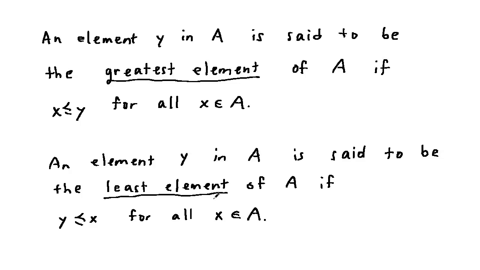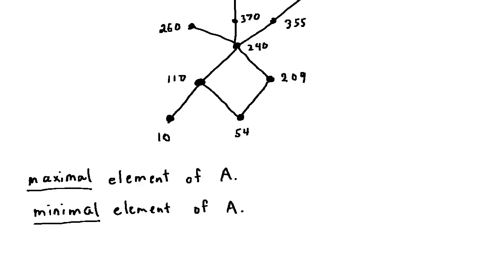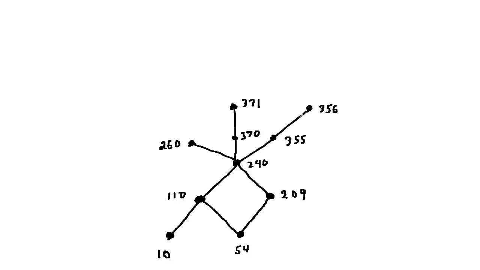Note that in our prerequisite example, there is no greatest element of A. Let's go back to the diagram. Math 371 is not the greatest element because it's not true that Math 356 is less than or equal to Math 371. Neither is Math 356 the greatest element, since it's not true that Math 371 is less than or equal to Math 356.